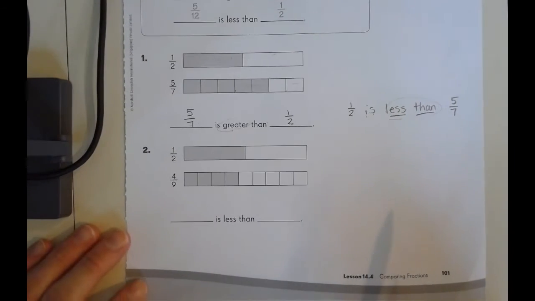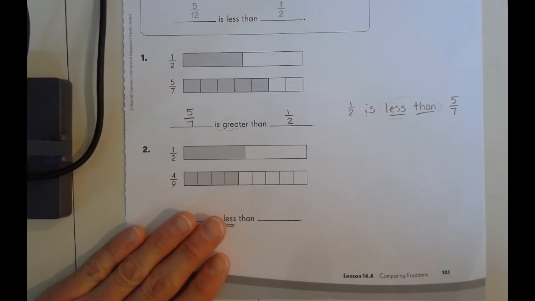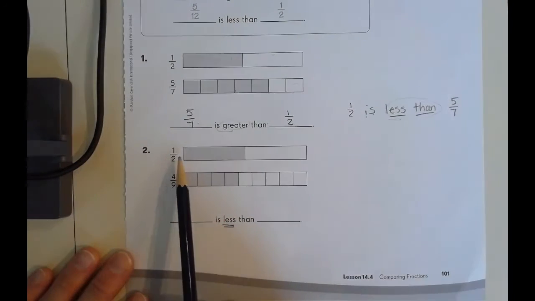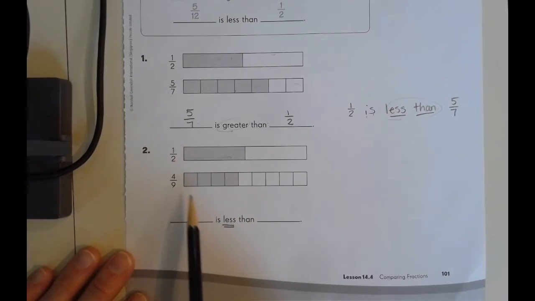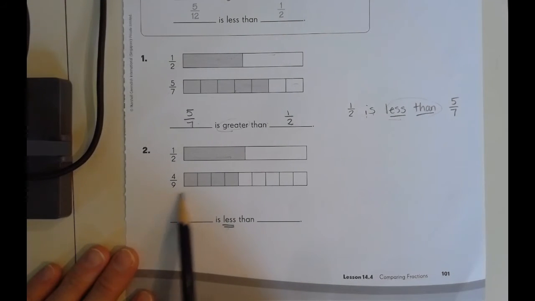I want you to pay close attention on this worksheet, because sometimes they're going to ask you to identify the fraction that's less, and sometimes they're going to ask you to identify the fraction that's greater. So let's look at problem number 2. This time we're going to compare 1/2 to 4/9. And this time they're asking you to decide which fraction is less. So you'll put the fraction that's less in the first line and the fraction that's greater in the second line. Go ahead and try that and see what you get.